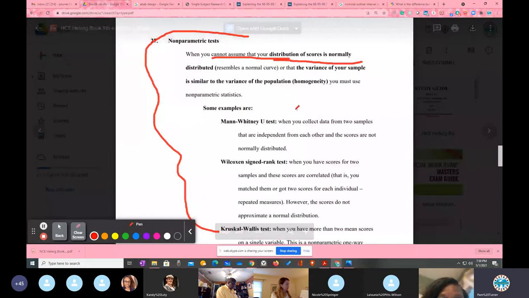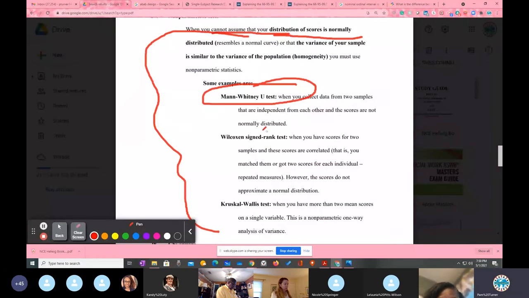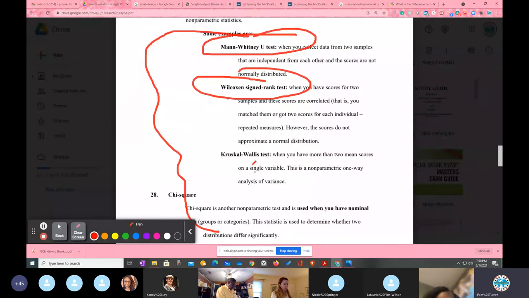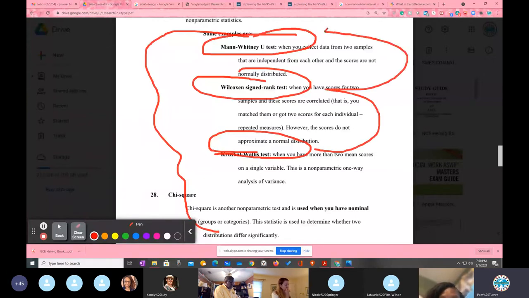The Mann-Whitney U-test, the Wilcoxon, the Kruskal-Wallis, okay? Those are all non-parametric. So what you'll see in the question is the assumption is your answers won't line up. You won't get parametric answers. They won't fit on the curve, okay? So most often you just have to know one of these. I don't usually see knowing the difference between the three of them.